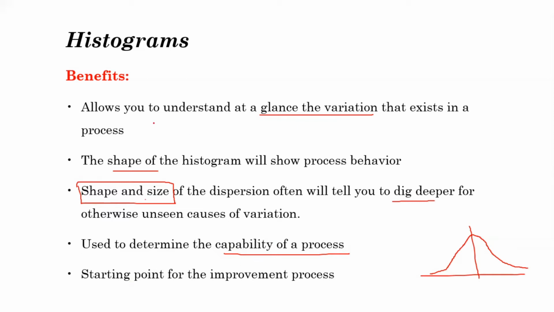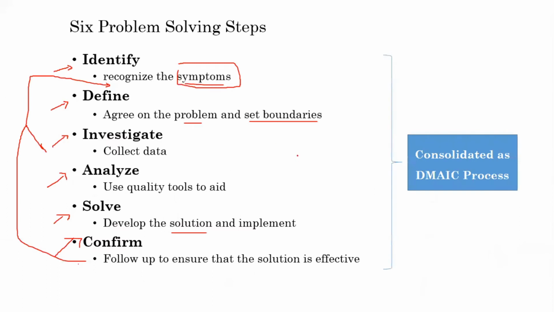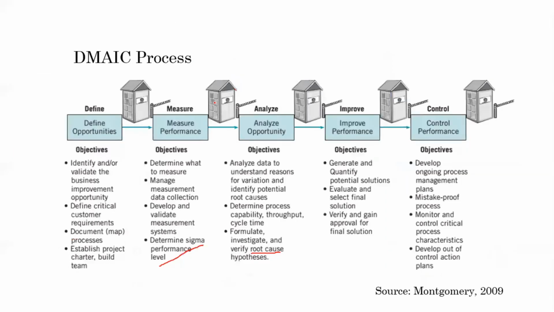Then usually, this is the starting point for an improvement process. So the abnormality within the output of the process would tell you something about the process, whether it is something to be concerned about or not. So it would be one symptom, as we said. Remember, the 6 problem solving steps would be looking at symptoms. So a histogram would tell you whether there are symptoms to be worried about or not.